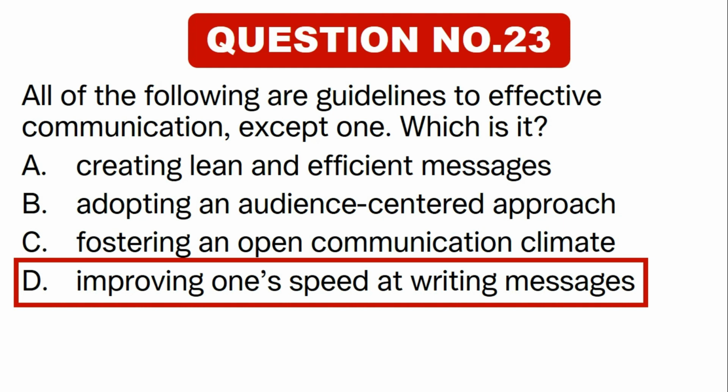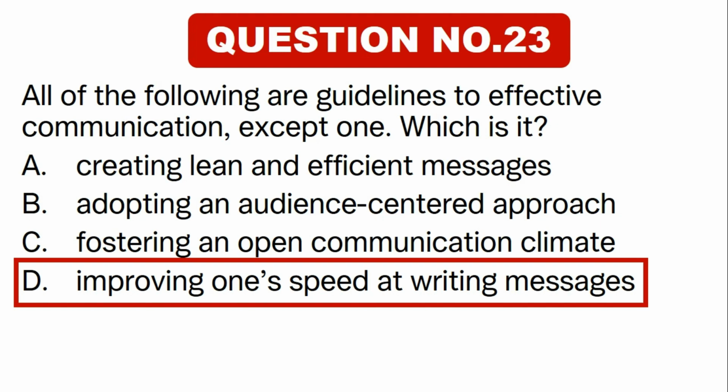It means short messages, accurate, brief, and concise messages. B, adopting an audience-centered approach. And C, fostering an open communication climate, are important things as far as effective communication is concerned. So the correct answer is letter D. Improving one's speed at writing messages is not one of the guidelines to effective communication.